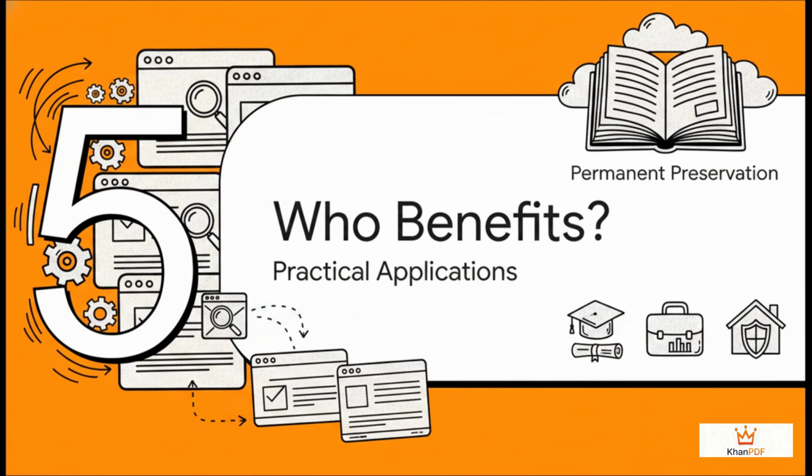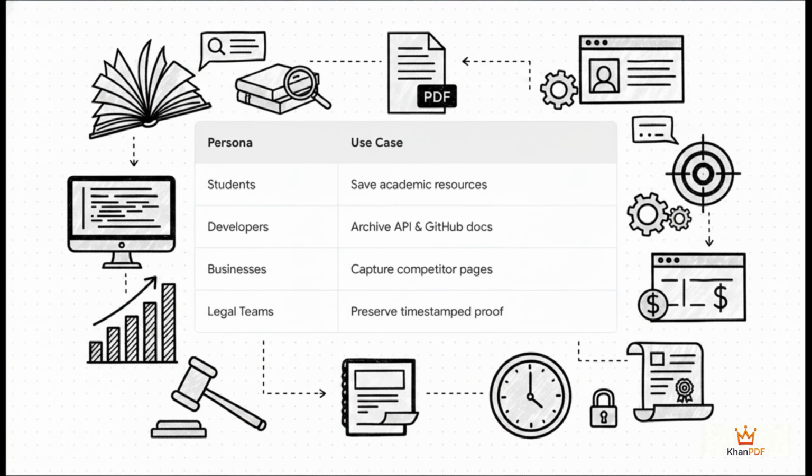Which brings us to Section 5. Who actually benefits from KhanPDF? Let's anchor this to some real-world practical applications. Obviously, different professions have entirely different archiving needs. For instance, students and researchers can save complex academic articles for offline searchable reading. Developers can archive API docs and GitHub pages so that their technical guides are perfectly preserved, and more importantly, searchable when the internet goes down.